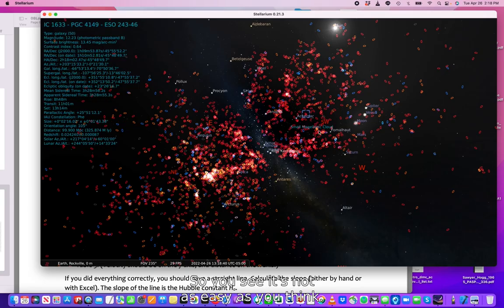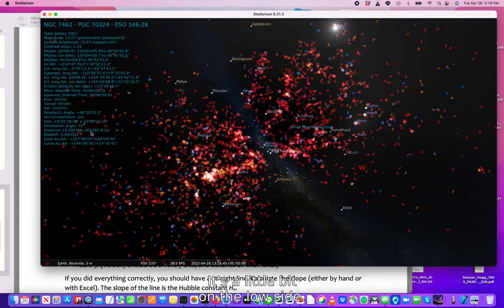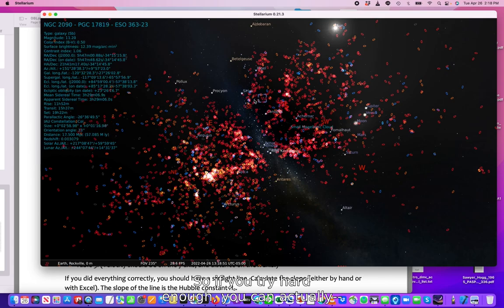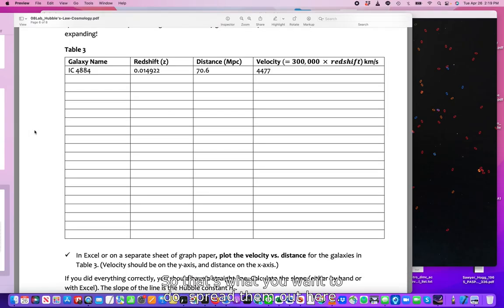Right, so you see, it's not as easy as you think. So okay, this one is 20. It's a little bit on the lower side. Okay, this one is 15. So if you try hard enough, you can actually find a good range, anywhere from 5 to, I was able to find something as high as 120. Okay, so that's what you want to do.